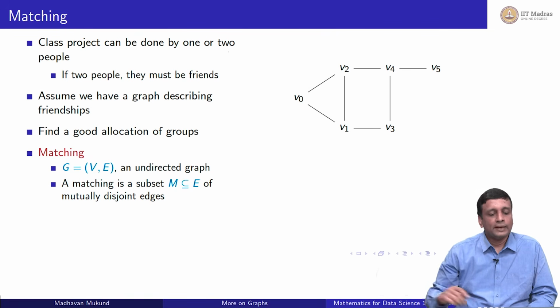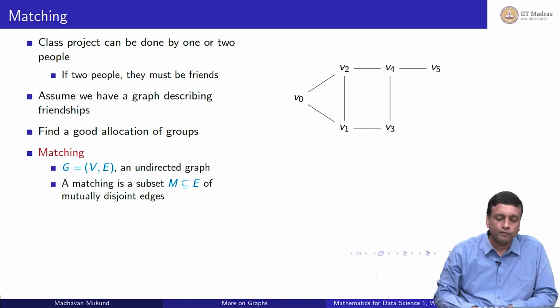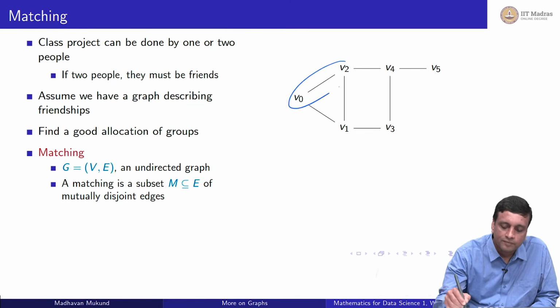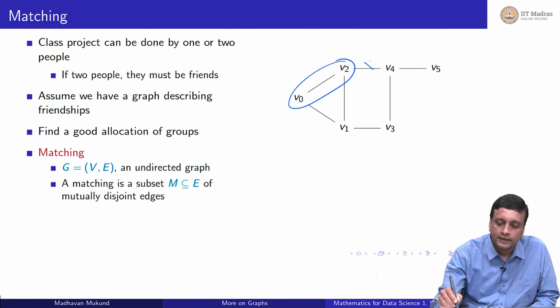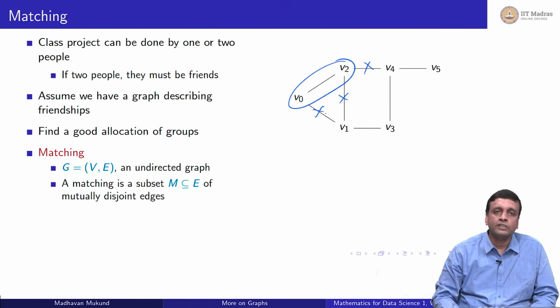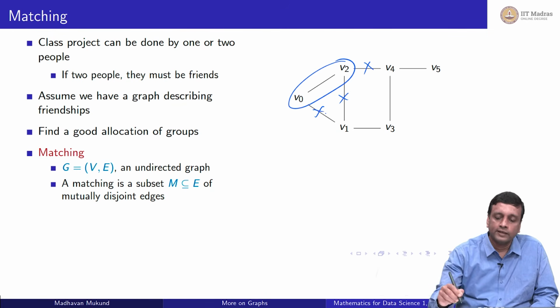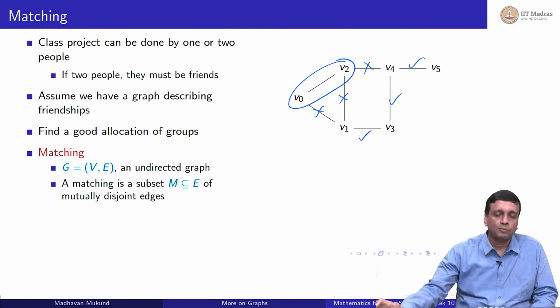So this is what's called a matching. A matching is a subset of edges which is mutually disjoint. That is, if I pick one edge and I pick another edge, they don't share any vertex, right? So here, for instance, if I pick this edge, then I cannot pick the edges here, here or here, because all of them either touch V0 or they touch V2. So I can pick any of these 3. Okay, so this is the problem that we have, and this is called a matching.